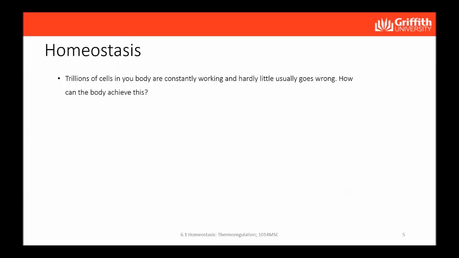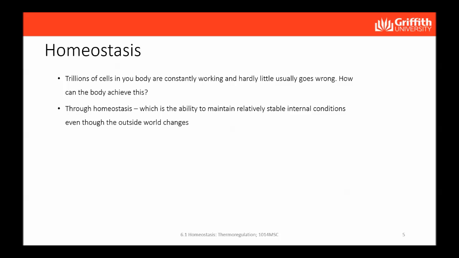When you think about the fact that your body contains trillions of cells that are constantly working, with relatively small levels of dysfunction, how do you think the body can achieve it all? The answer is through homeostasis. Homeostasis is the ability to maintain a relatively stable internal condition, even though the outside world changes continuously.